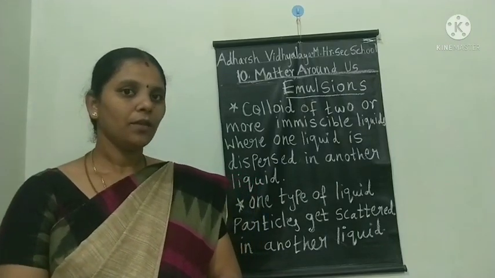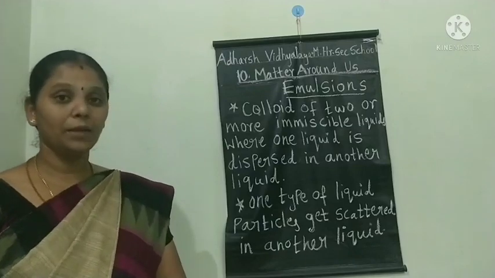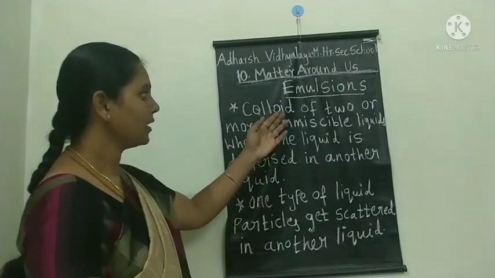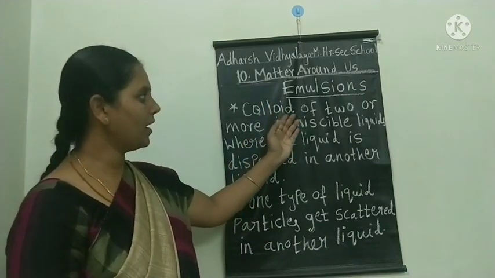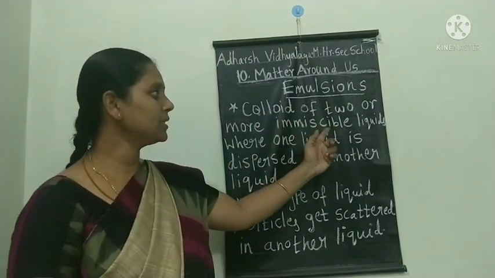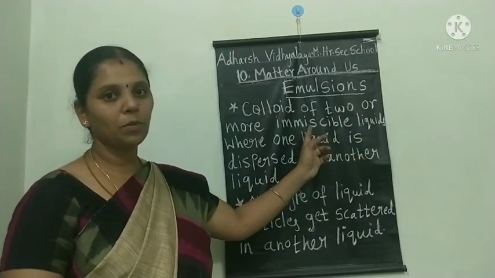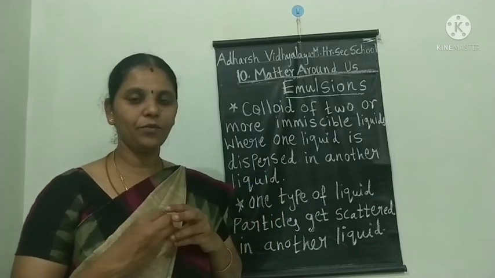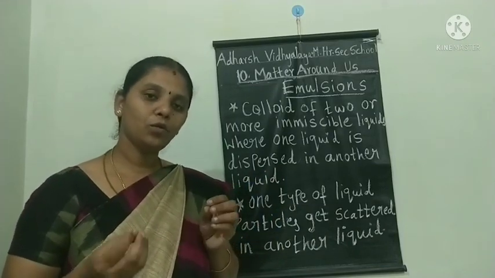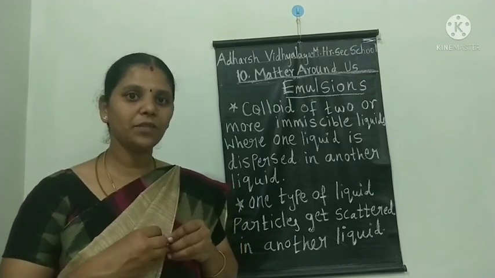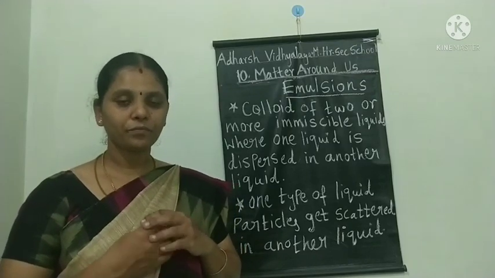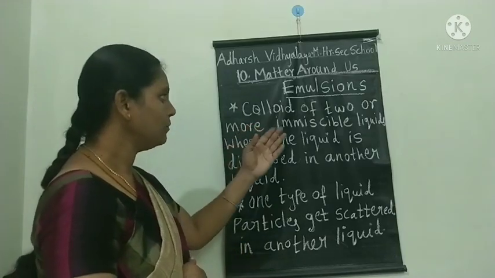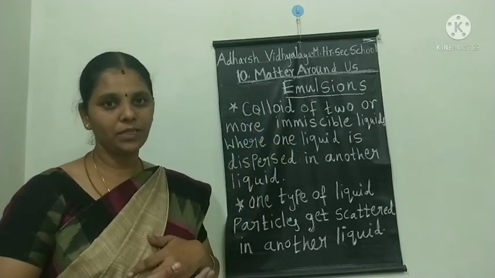So today we are going to learn about the topic emulsions. What is the meaning of emulsion? An emulsion is a colloid of two or more immiscible liquids. We already know the meaning of immiscible liquids. Miscible means that liquids can be mixed with each other. When two liquids are mixed, we can get a clear, homogeneous solution. Immiscible liquid means it won't mix with each other.